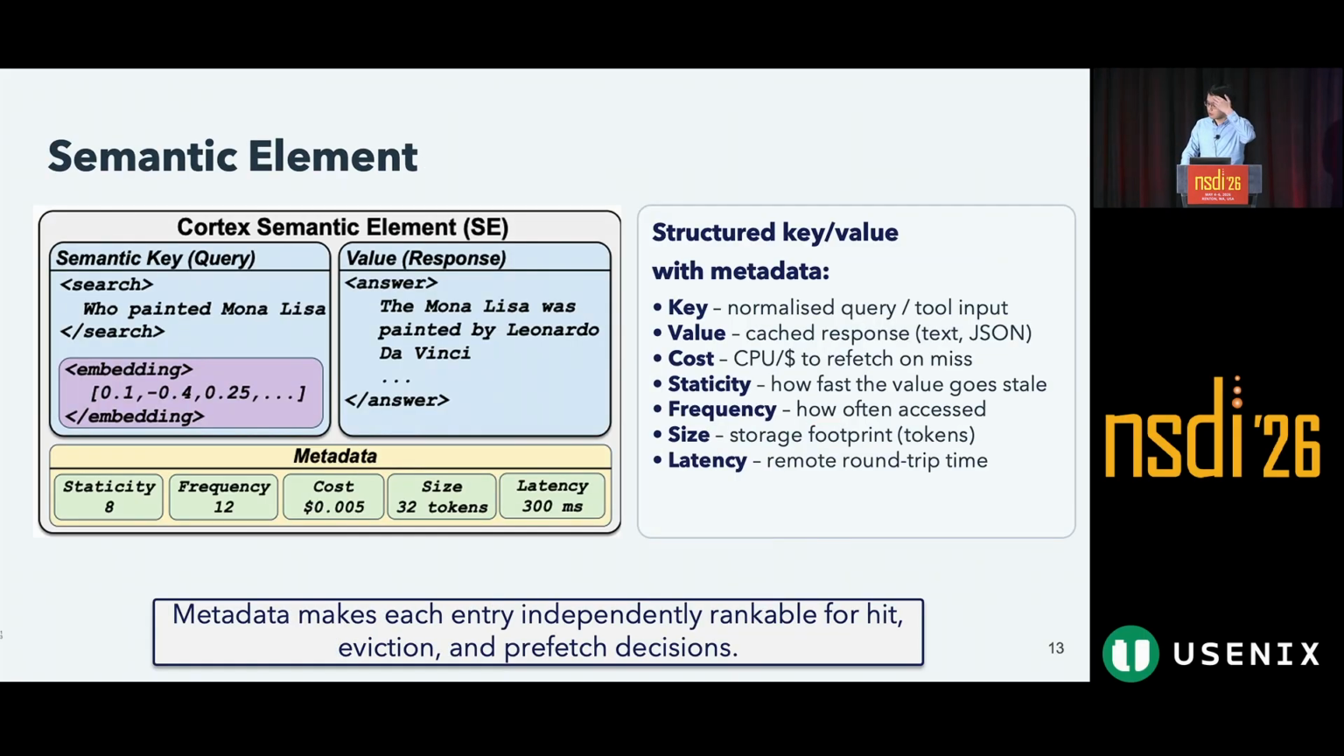Based on the above strawman solution, we introduce several fixes to make it a real semantic cache. The first fix is the key-value unit itself. Here, we propose our first abstraction, a semantic element. It wraps up the query, response, and 5 metadata fields: cost, staleness, frequency, size, and latency. With this metadata, each entry becomes independently rankable and comparable for eviction policy and prefetch candidates. That's what makes our design decisions possible.